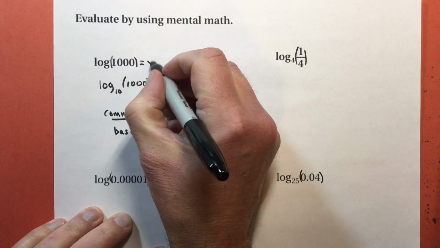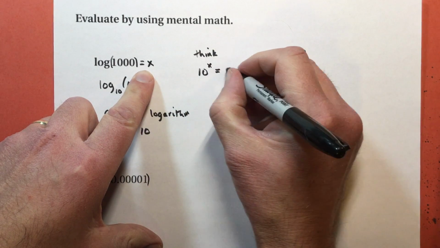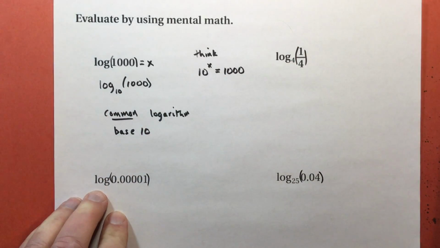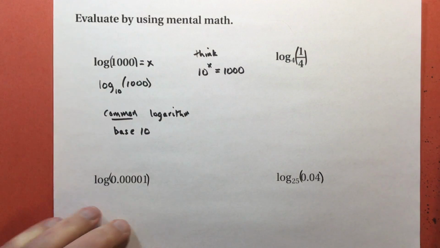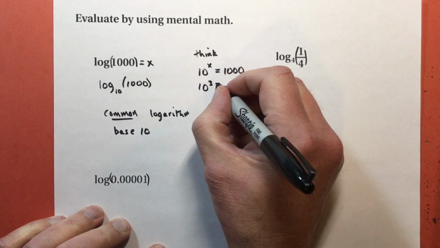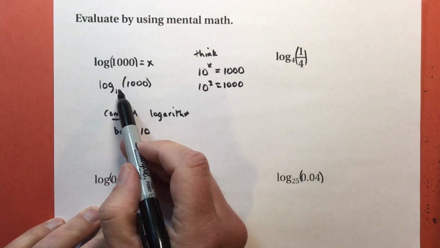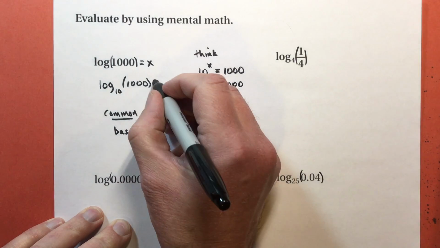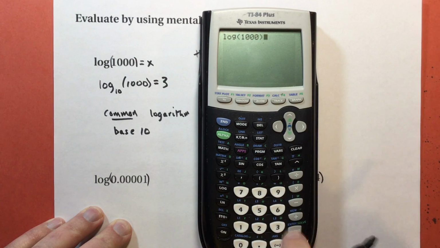If this is x, that's my exponent. So I'm thinking, 10 to what power equals 1,000? And of course, you can do that. You don't need a list. You don't have to have this memorized. It's like 10 times 10 is 100, and 100 times 10 is 1,000. How many times did I multiply 10? 3. So I could do 10 to the third power equals 1,000. So log base 10 of 1,000 equals 3. Just like that.